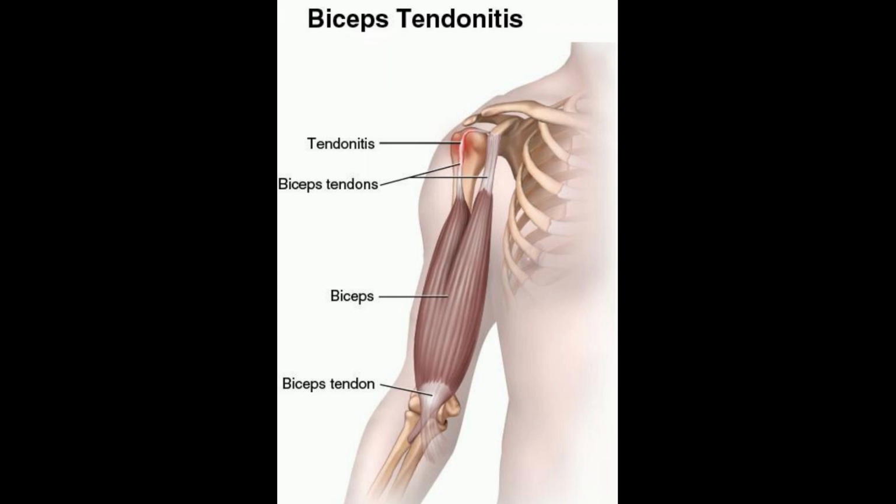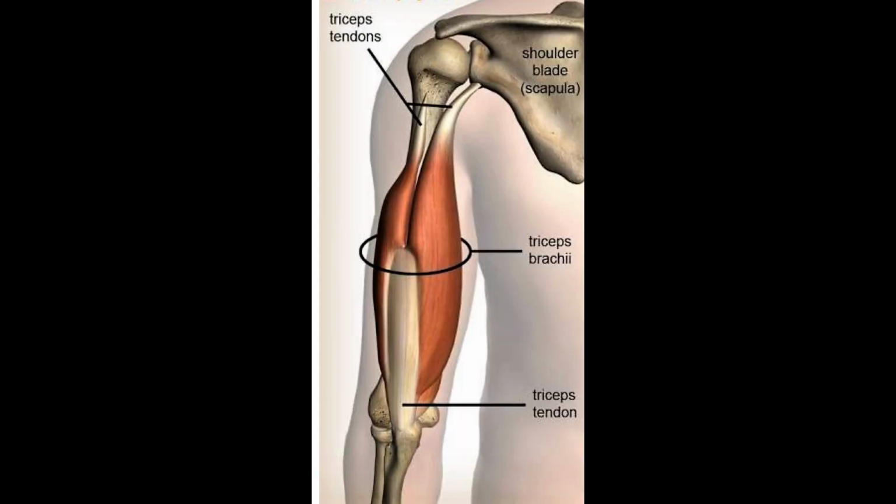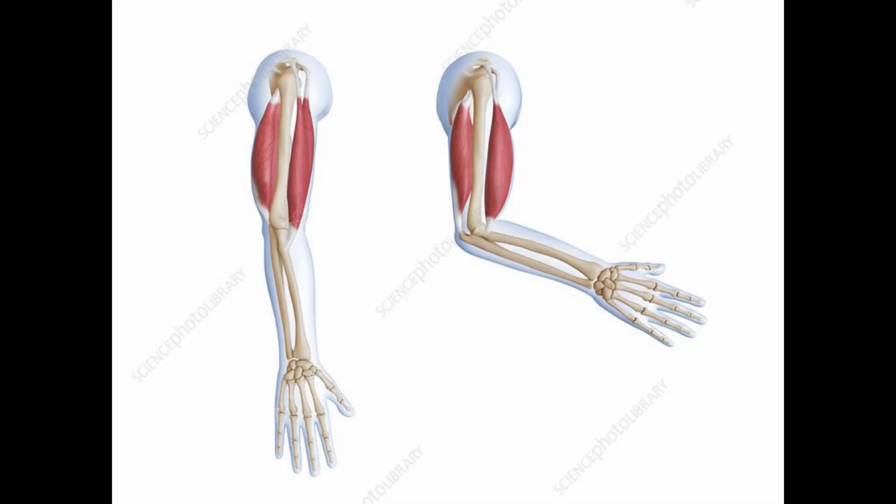It is known as biceps as it joins in two places. At the back, the muscle is joined to the scapula, the humerus, and the ulna. Therefore, it is called the triceps muscle as it joins three bones.